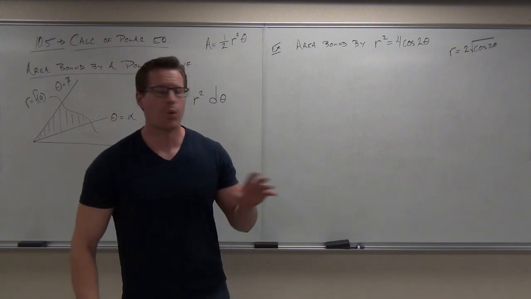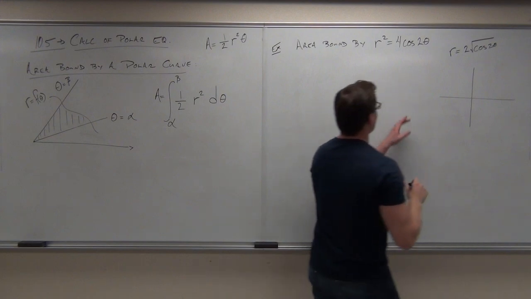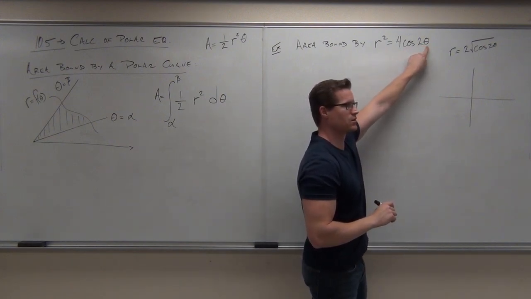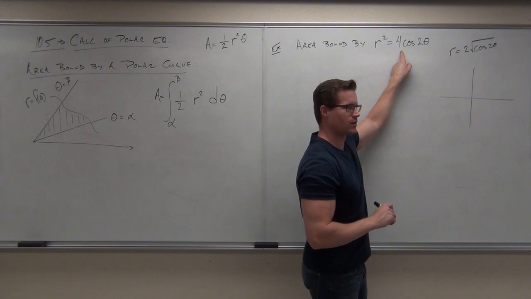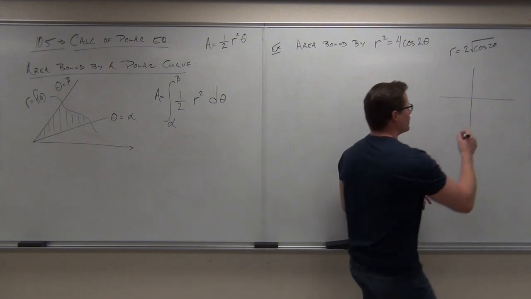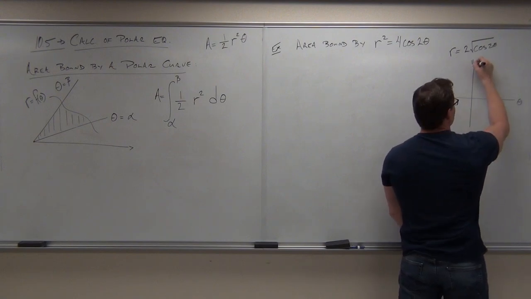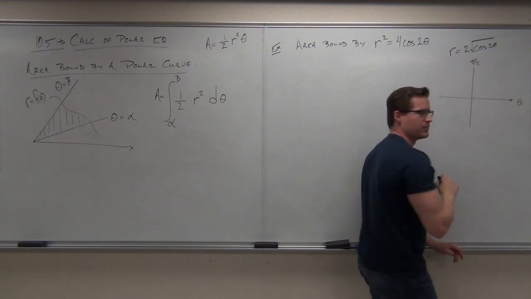All right, so what this graph looks like, you could probably just see it if you thought about it. If I plug in 0, it's 2 times 0, and then cosine 0 is 1, times 4 is 4, and I take the square root of r squared. So if I do an angle of 0, I got 2. Remember that at all?